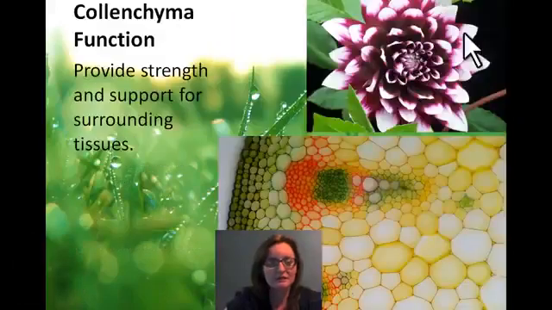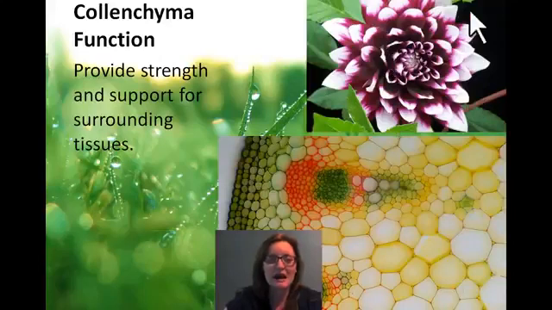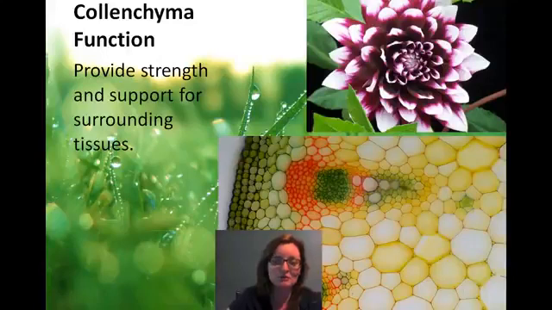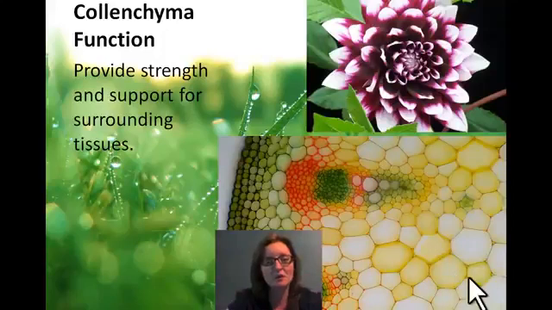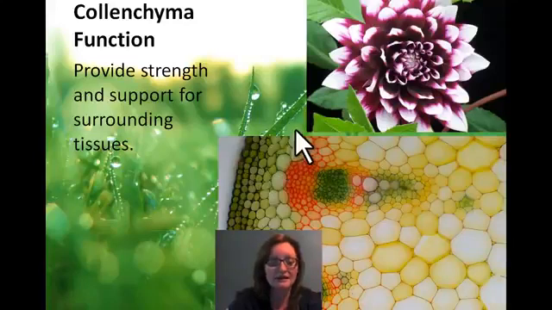The other part of Collenchyma's function is that it has support for the surrounding tissues. So here we have a huge reproductive structure, this giant flower of a dahlia, and a dahlia has a ginormous flower. It's very heavy, lots of petals, and that takes some support to hold a plant or flower up like that. So here, if we look at the Collenchyma in the dahlia stem, we can see that these thick, uneven cell walls are helping provide more support to keep the flower and the stem standing straight up.